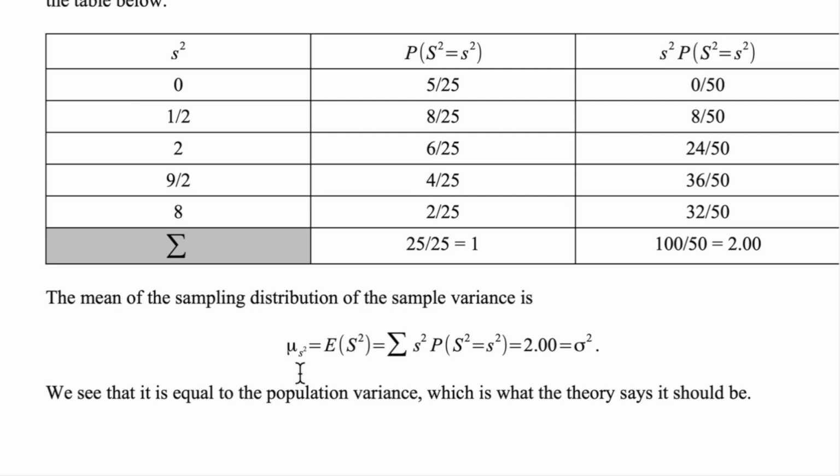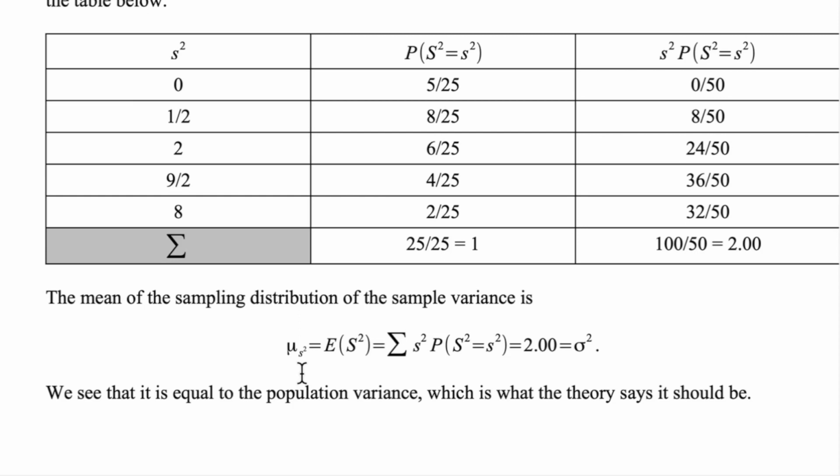So in this case, the parameter that we would estimate by S squared is sigma squared. And so what ought to happen here, the theory says that if we calculate S squared in this way, then the mean of its sampling distribution should be equal to the population variance itself. And so you'll recall that the population variance is 2. Well, that's the mean of the sampling distribution of S squared as well. And so we see that it is in fact equal to the population variance, which is indeed what the theory says it should be.